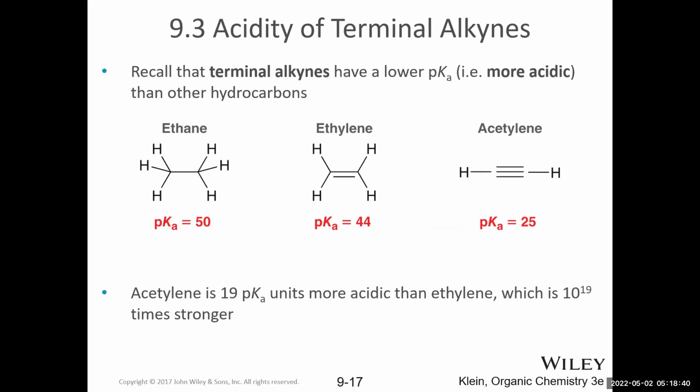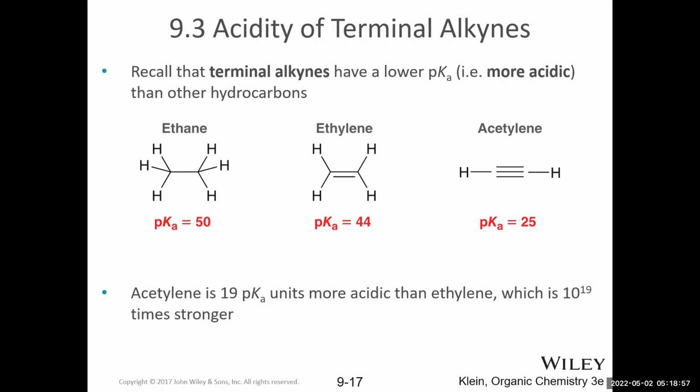All right, back to alkynes. You may recall from chapter 3, when we talked about acidity, that terminal alkynes have a relatively low pKa, meaning they're more acidic than other hydrocarbons.